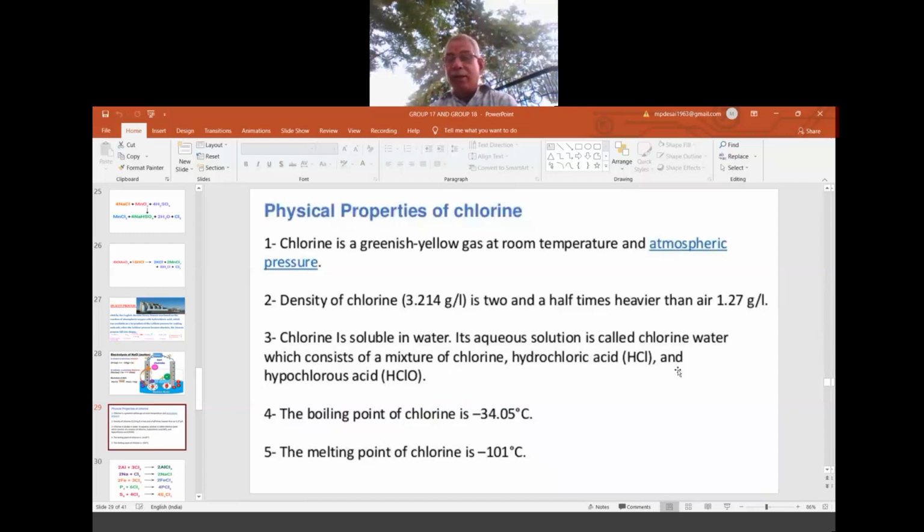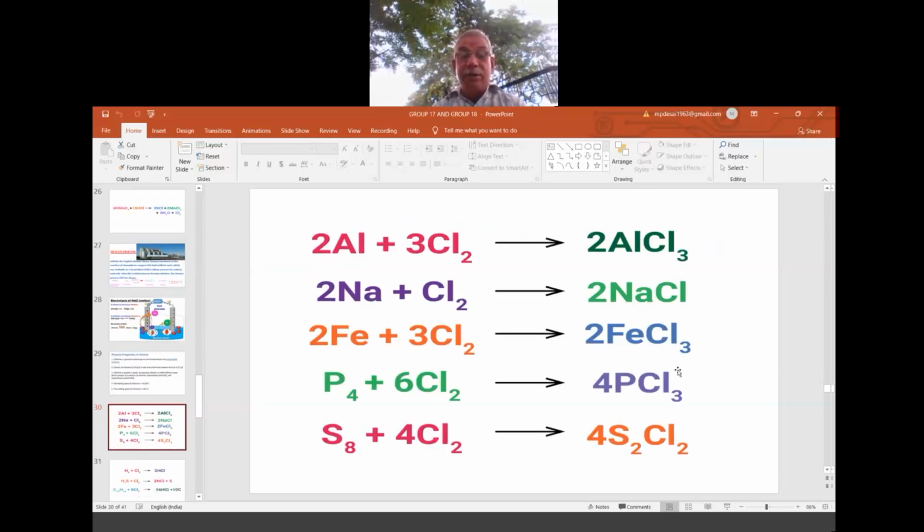Okay, right. So chlorine water consists of a mixture of chlorine, hydrochloric acid, and hypochlorous acid, HClO. So that means chlorine water is not only chlorine plus water, some others are there. So they also play an important role as antimicrobial agents. And the boiling point and melting point are just data. We don't use them anywhere here. So only separation.